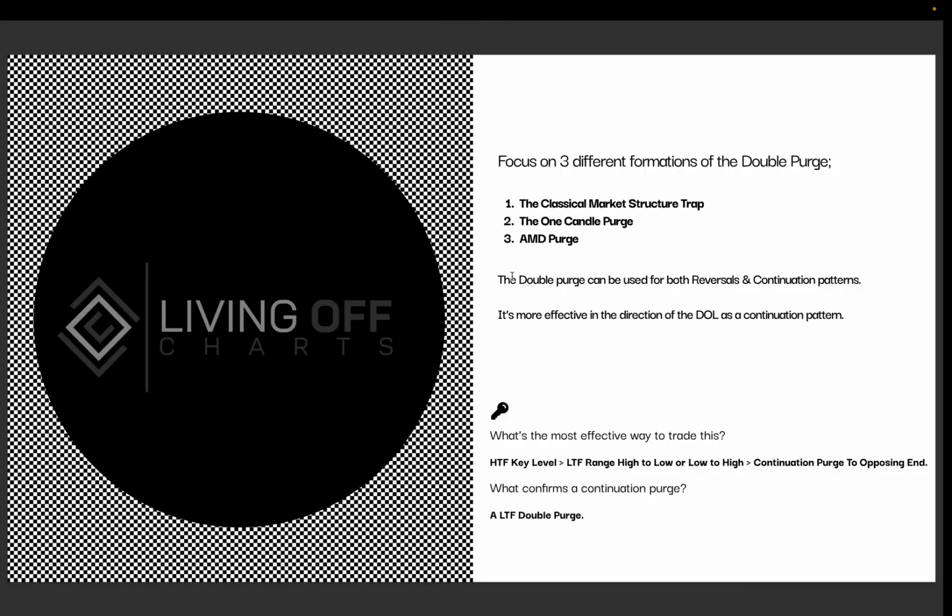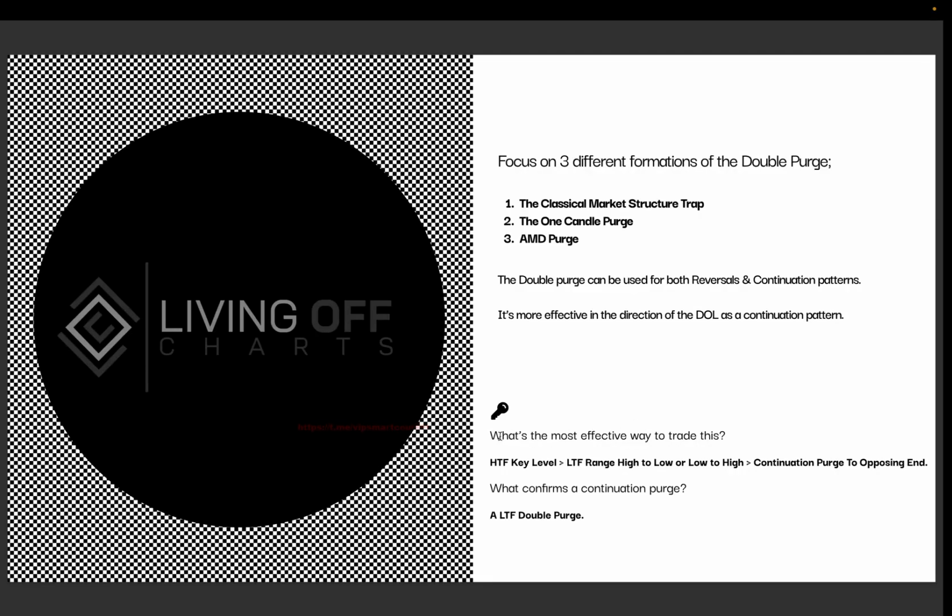So for today, we're going to focus on three different formations of the double purge. There's more. I'm not willing to share them yet, but we'll focus on these three that I'm willing to share. The classical market structure trap, the one candle purge, and the AMD purge. The double purge can be used for both reversal and continuation patterns. And personally, you want to trade it as a continuation pattern in the direction of a higher time frame drawn liquidity and order flow, in the higher time frame order flow.